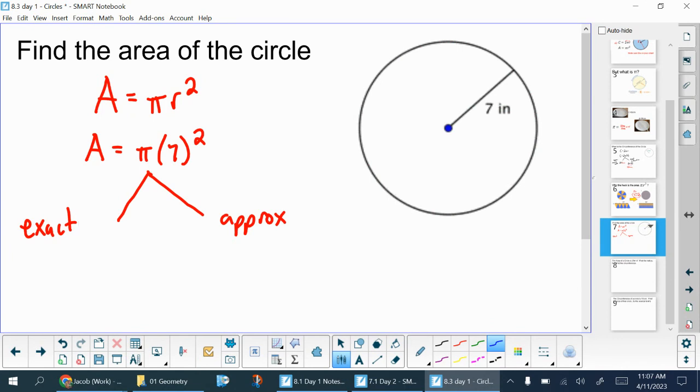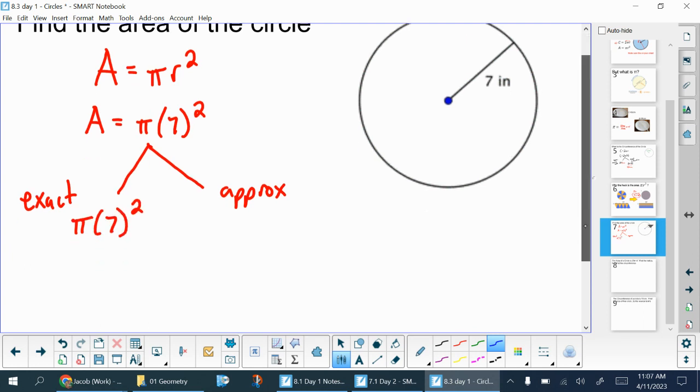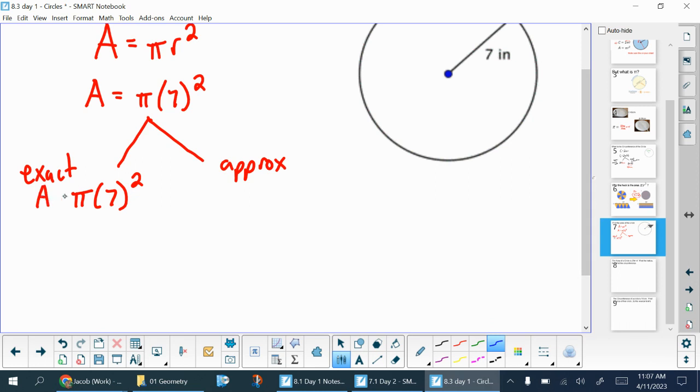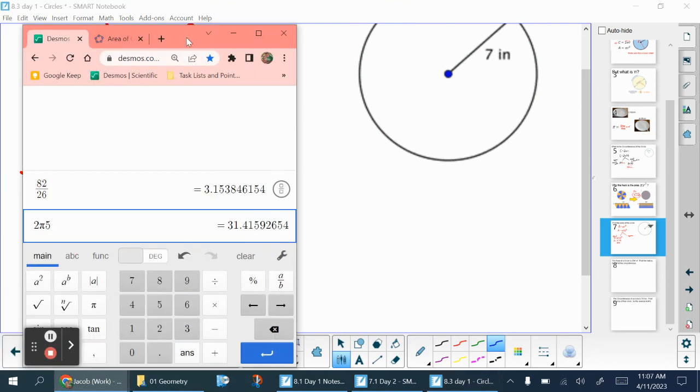So if I'm doing it exact, all I'm going to do is simplify what I can simplify and leave the pi alone. And so in this case, the only thing I can simplify is 7 squared. 7 squared, or 7 times 7, is 49. And rather than writing it as pi times 49, just treat that pi like it's a variable and write it as 49 pi.